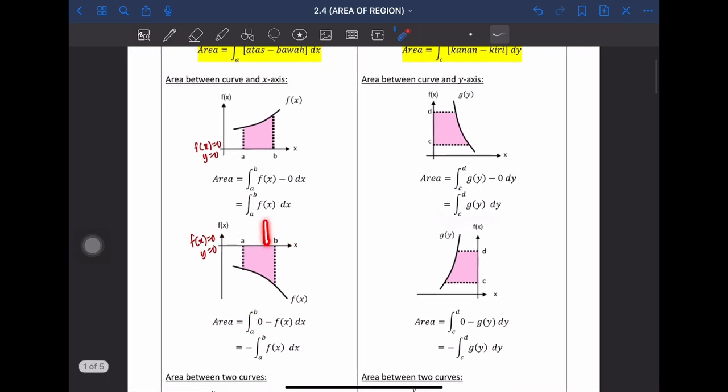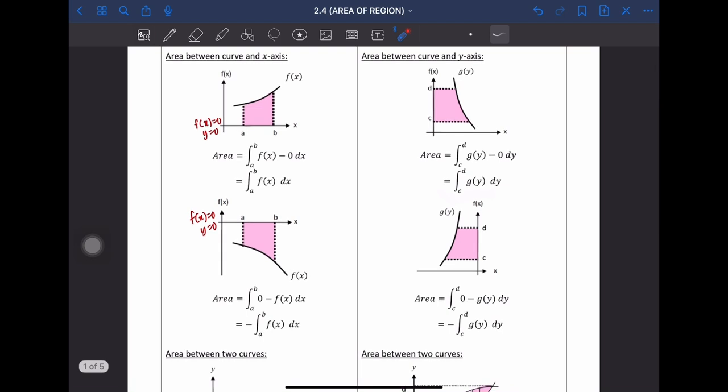So minus. So tadi jumpa atas kan? Now teruskan jumpa function yang bawah pula. So yang bawah adalah fx. So that's why 0 minus fx. So 0 minus fx is negative fx. So formula untuk area yang ni adalah negative fx. So tak ada lagi modulus. No more modulus. Formula yang ada modulus tu.